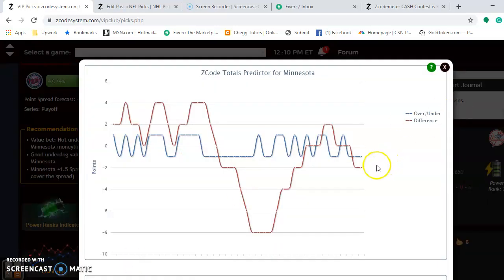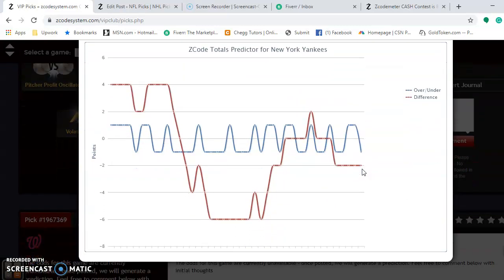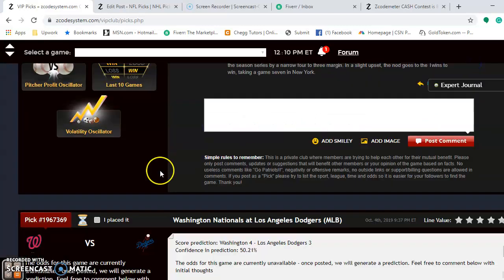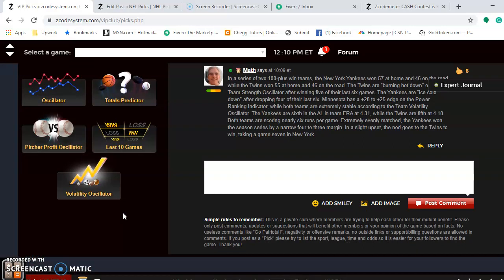Looking at the over and under, well, let's take a look here. Minnesota is trending under in the games they are playing in. Yankees also trending under, so this is a perfect opportunity to pick the under in games in this series. Although both teams are very high on offense, under might be the way to go.